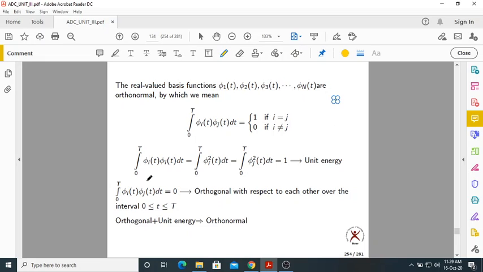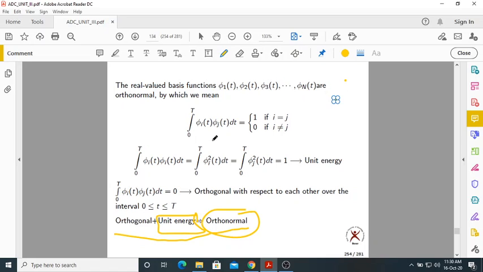I told you all those basis functions are orthonormal. Orthonormal means they need to be orthogonal and they should have unit energy. If you take any set of signals which are orthogonal to each other and at the same time have unit energy, then they are said to be an orthonormal set of signals. So the extra condition is they should have unit energy.